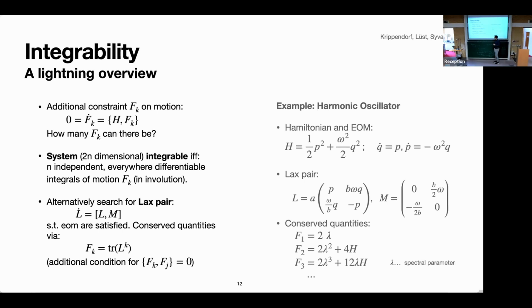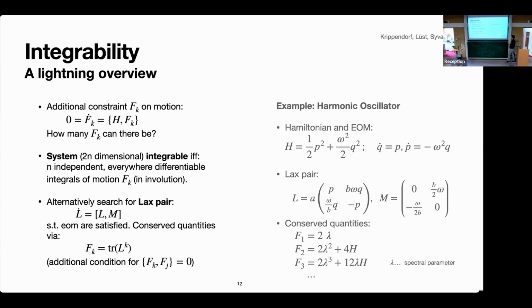But there are alternatives from physics and mathematics that tell us what other conditions we could be checking in order to show that this system is actually integrable. And this goes into the realm of looking at Lax pairs and Lax connections. For instance, let's look at the Lax pair. We have a matrix valued equation: L dot equals the commutator of L and M, such that the equations of motion are satisfied. If you find such a solution, then the conserved quantities are given by the trace of L raised to the power k.